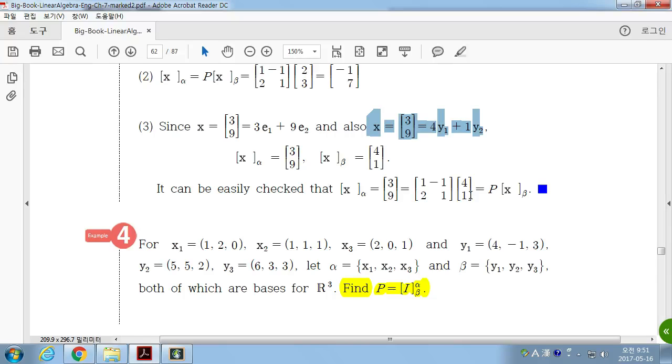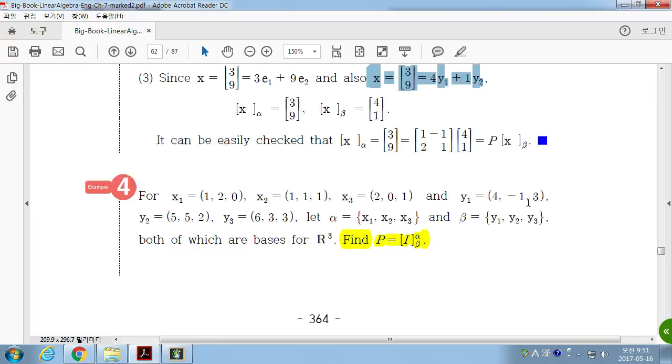Okay? That's what Asan asked. So, if you know this relationship, if you know P and if you know one of these two vectors, then you can easily find the other vector, coordinate vectors.